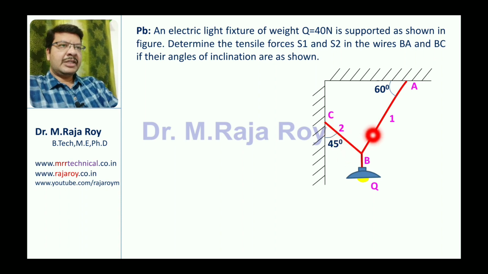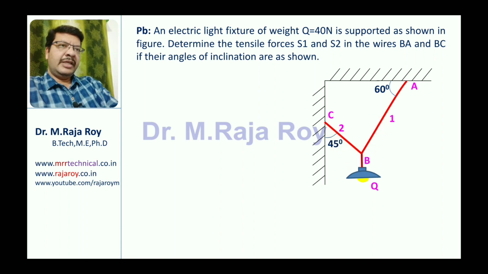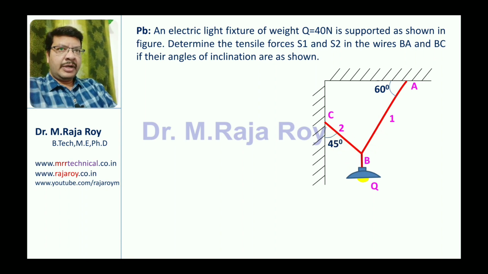This will be under tension, this is under tension, these two are the wires, and this is the weight of the bulb. Q is the weight of the bulb, that is 40 newtons, acting in the downward direction. Tensions will be in the opposite direction, in the upward directions like this. So in the initial stage, first we have to draw the free body diagram. To draw the free body diagram, we have to get the angles properly.